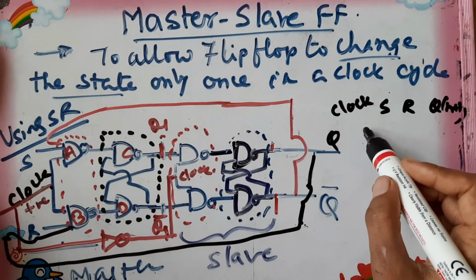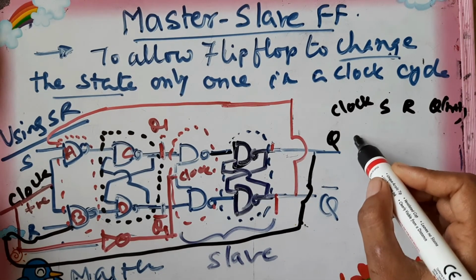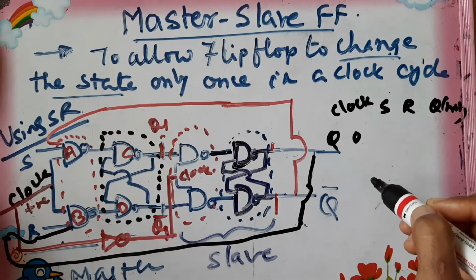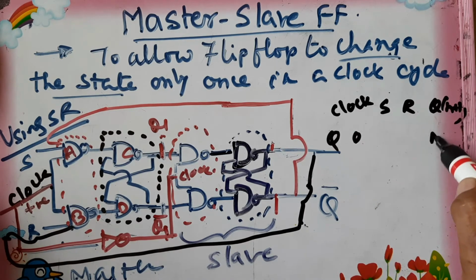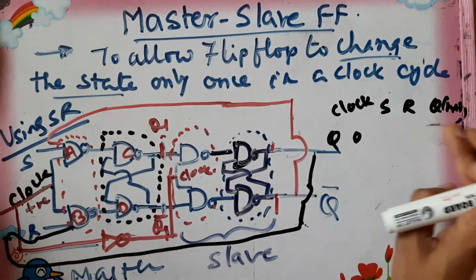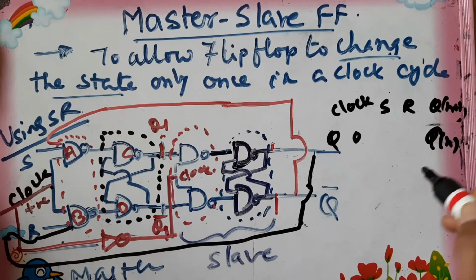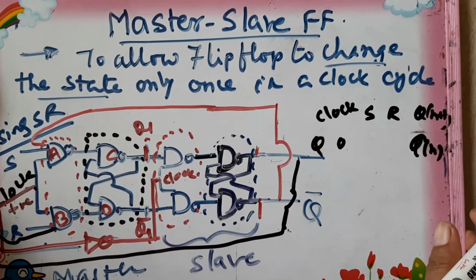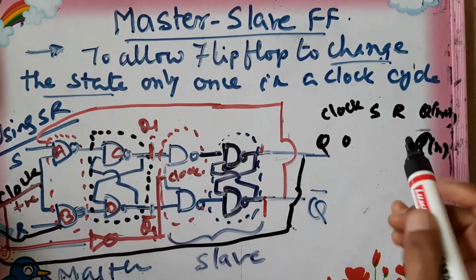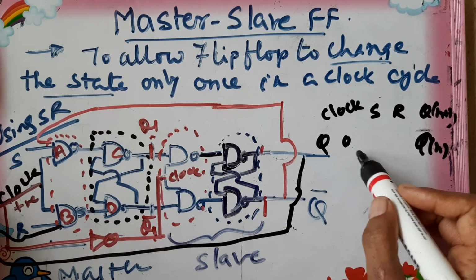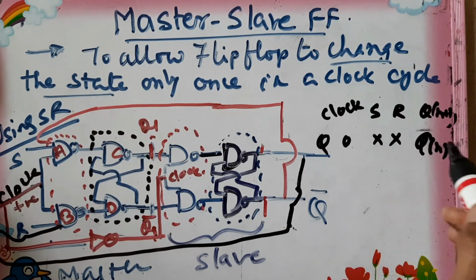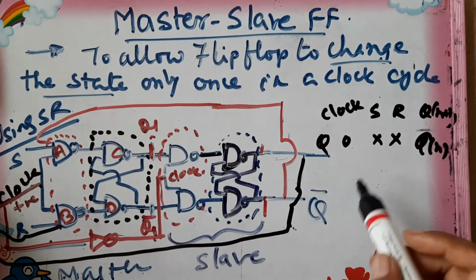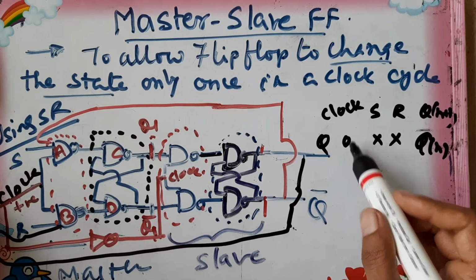So now if the clock is 0, it will be in memory state. This will be the memory state. So the output will be the same as the previous value, Q at n. So this is when the clock is 0, whatever the combination of S and R there is.